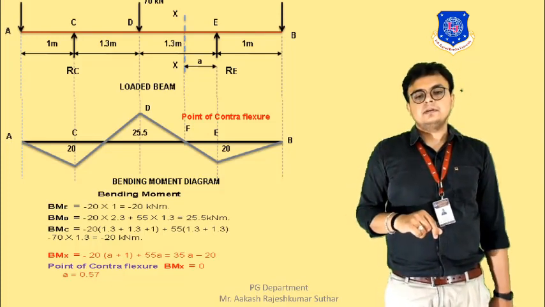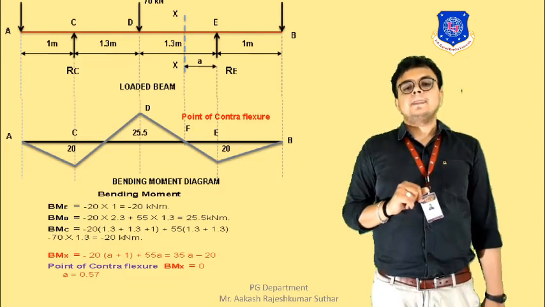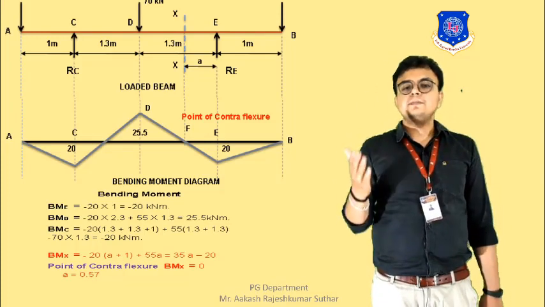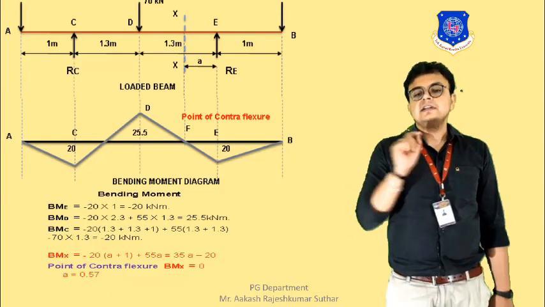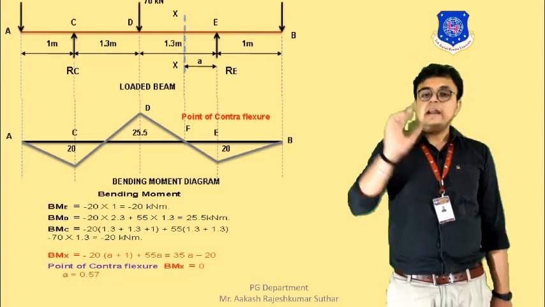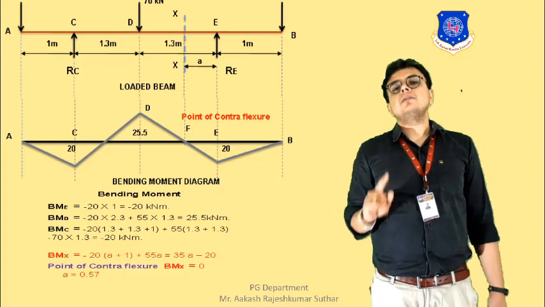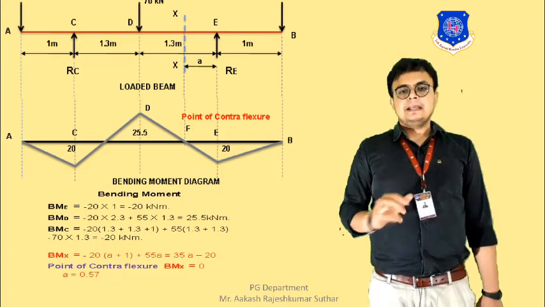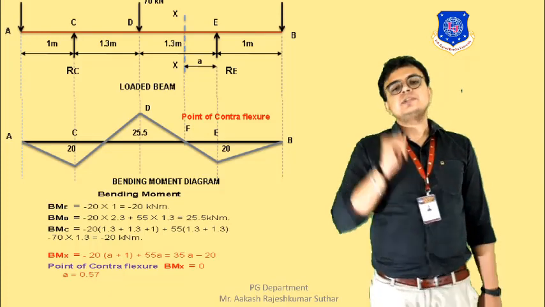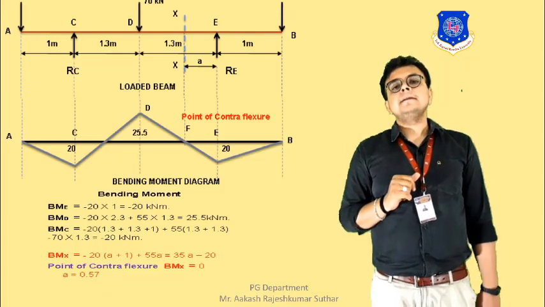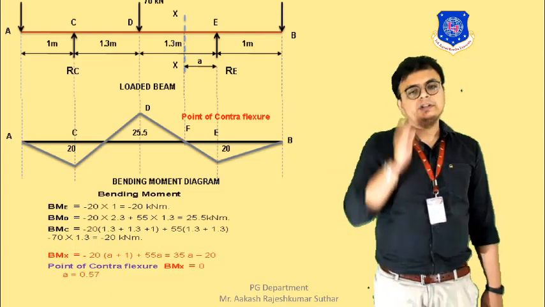And at the end, we are now at point C. So, yes, the distance of B to C is 1.3 plus 1.3 plus 1, that is 3.3. And the distance of E to C is 1.3 plus 1.3, that is 2.6. And we also have another loading at D, that is 70 kilonewton, having the distance of 1.3 and the load is 70.